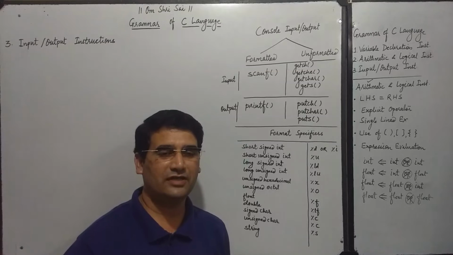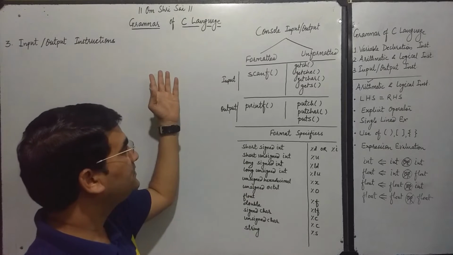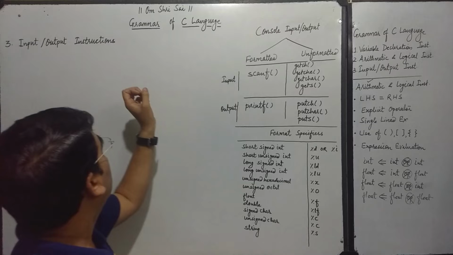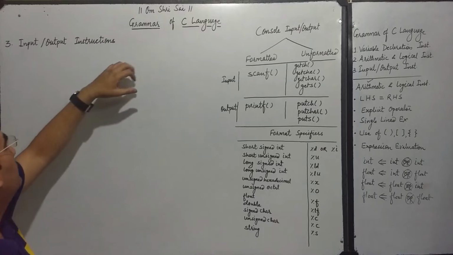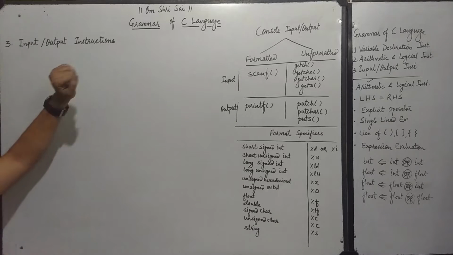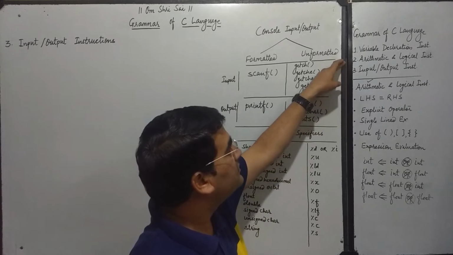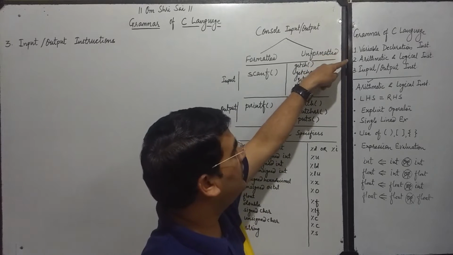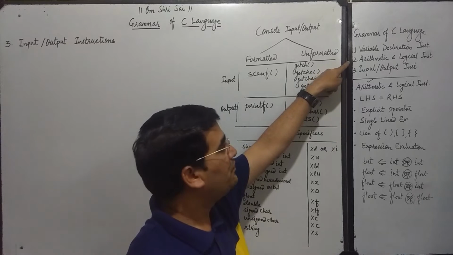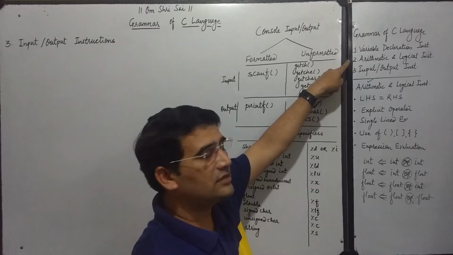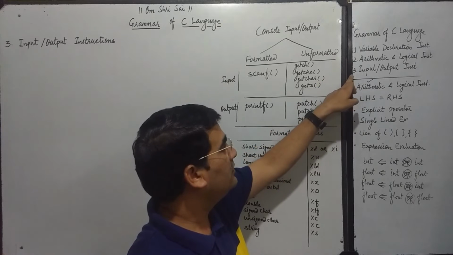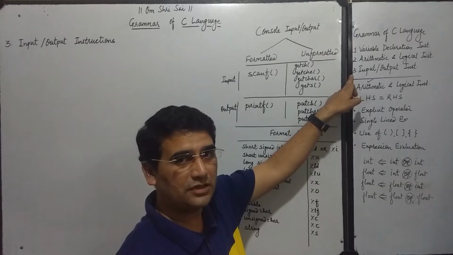Welcome to the series of video lectures on C programming language. Today's topic is under the grammar of C language, the input-output instruction. Before that, in last lectures we have discussed variable declaration instructions and arithmetic and logical instruction. Today we are going to discuss input-output instruction.